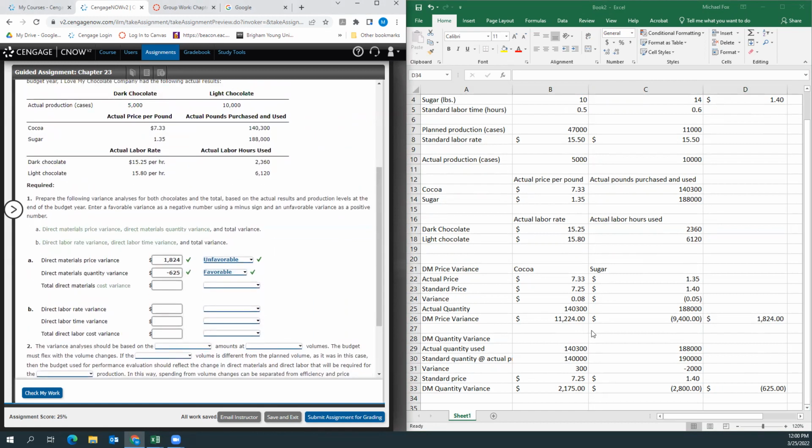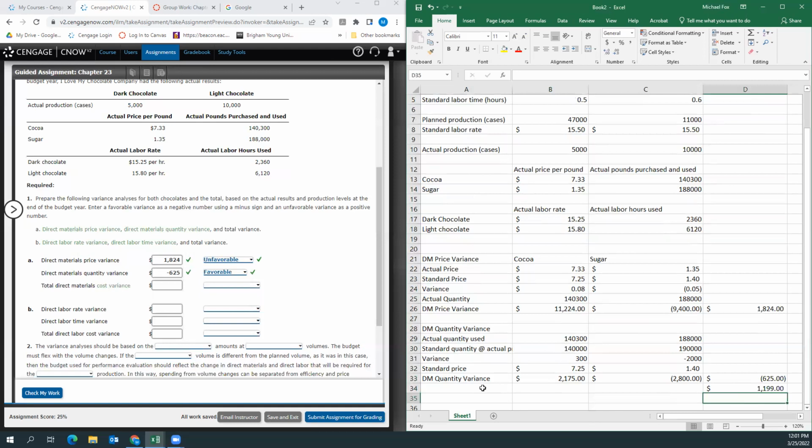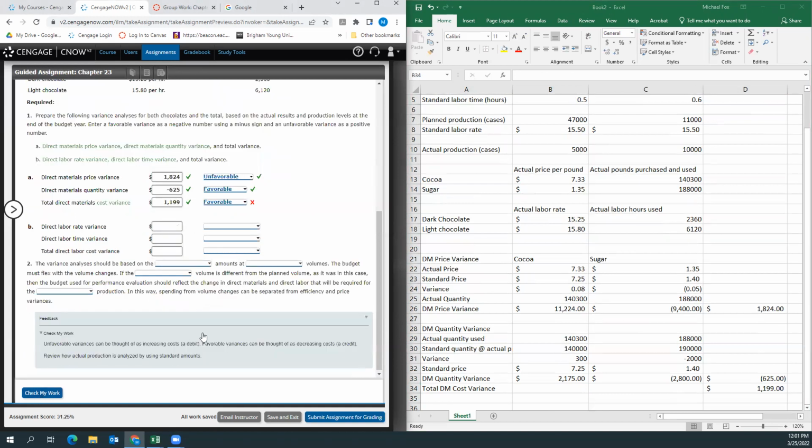And then our total direct materials cost variance is just going to be the total of our direct materials price variance and our direct materials quantity variance. So we'll call this the total direct materials cost variance. It's $1,199. That's going to be unfavorable. In other words, we spent $1,199 more on direct materials than what we thought we were going to spend. Okay, that's what that means. Oops, I meant to say unfavorable. We spent more than we meant to. All right, so there's our direct materials variances.